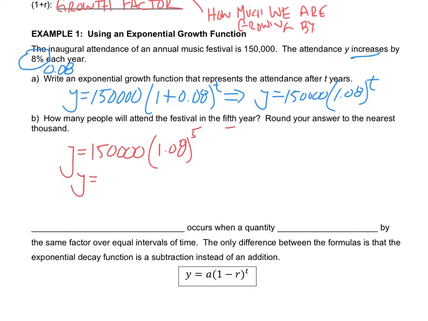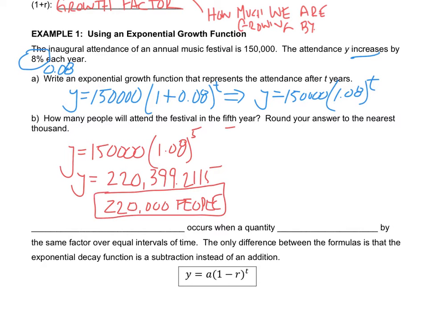Definitely a calculator here. And if I do it out, it comes out to something about that. The nearest 1,000 would mean that we would round it. The 399,000 wouldn't make it go up. So in year 5, we would expect 220,000 people to attend.